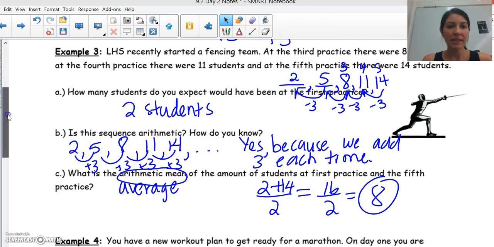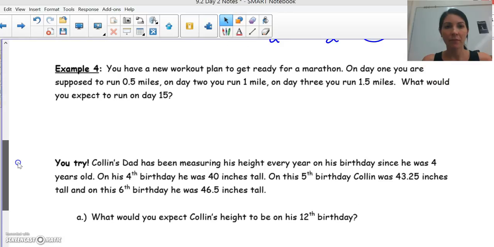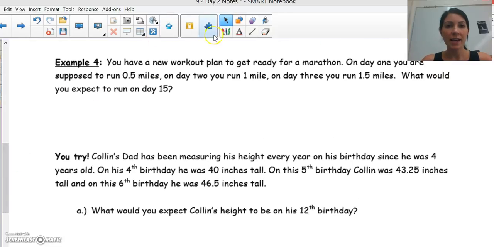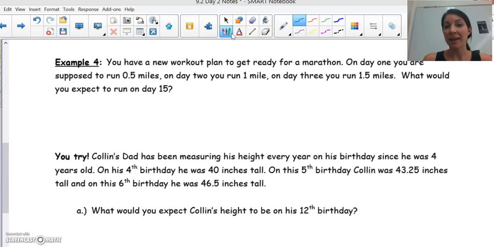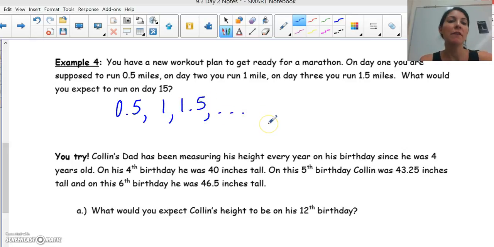Okay, let's move on to example 4. Example 4 says, you have a new workout plan to get ready for a marathon. On day 1, you are supposed to run 0.5 miles. On day 2, 1 mile. On day 3, you run 1.5 miles. What would you expect to run on day 15? So again, it's extending a pattern. On the first day, it was 0.5. Second day, 1. Third day, 1.5, and so forth. And I want to know the 15th day.